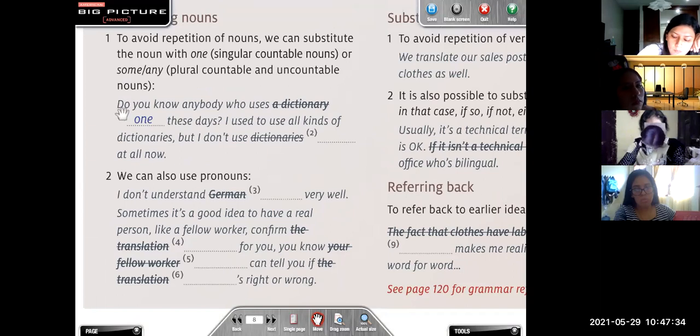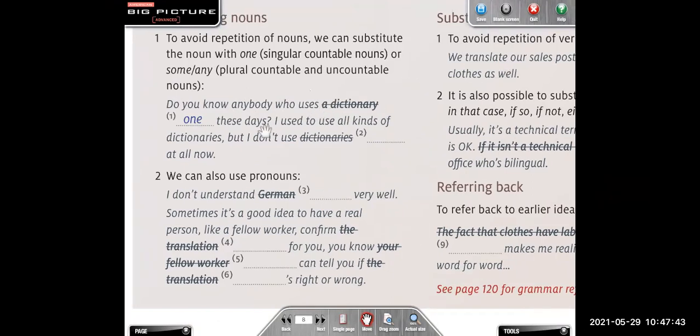Let's see here. It says, do you know anybody who uses a dictionary? So we need to replace a dictionary and we use one to replace it. Do you know anybody who uses one these days? I used to use all kinds of dictionaries, but I don't use, what can we say here? Any, because it's negative. Very good. Remember that we use any in negative sentences. So we have here the negative verb. We use any. I don't use any at all.